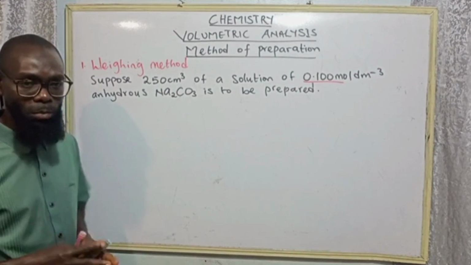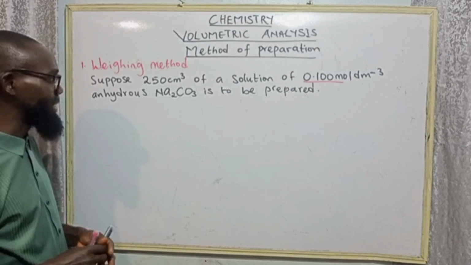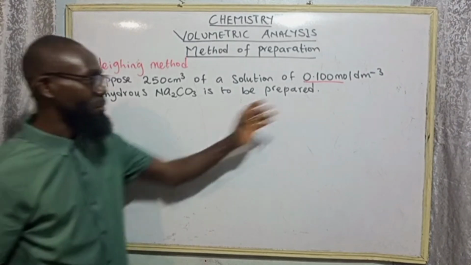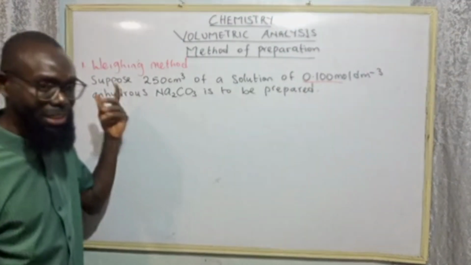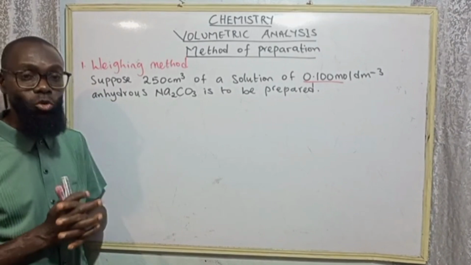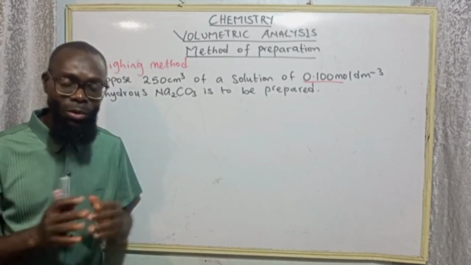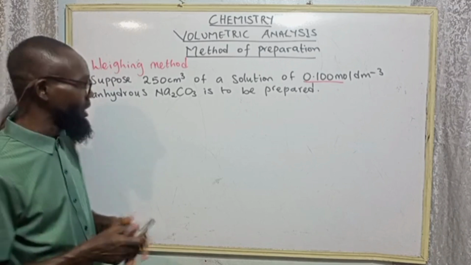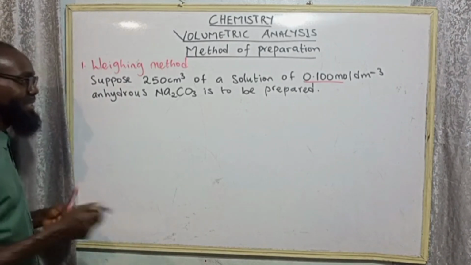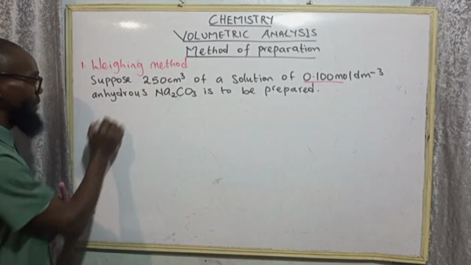What mass are we going to measure? Now, the first thing is to convert this mole per dm cube into centimeter cube to change it into mass. If you could recall, in one of our classes, when we were talking about the mole concept, here now we have volume.